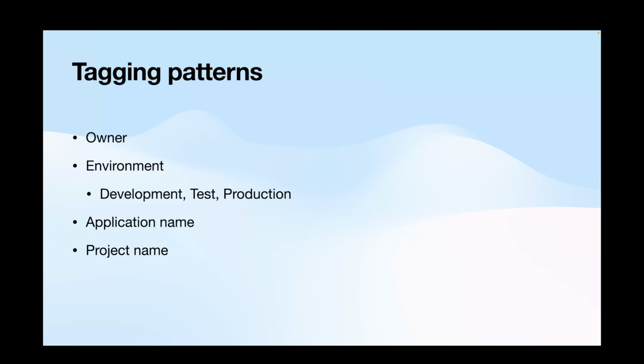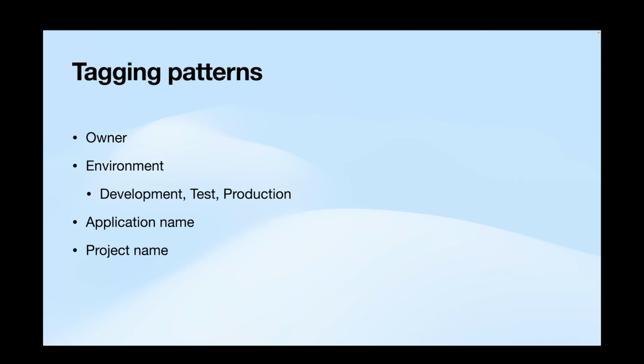There's also tagging patterns that you can have. So usually, if you want to be able to find resources quickly, you can have an owner and environment tag. For example, if you have development, test, acceptance testing, a staging environment, production, pre-production, you would have tags to label all those. You want to have an application name.